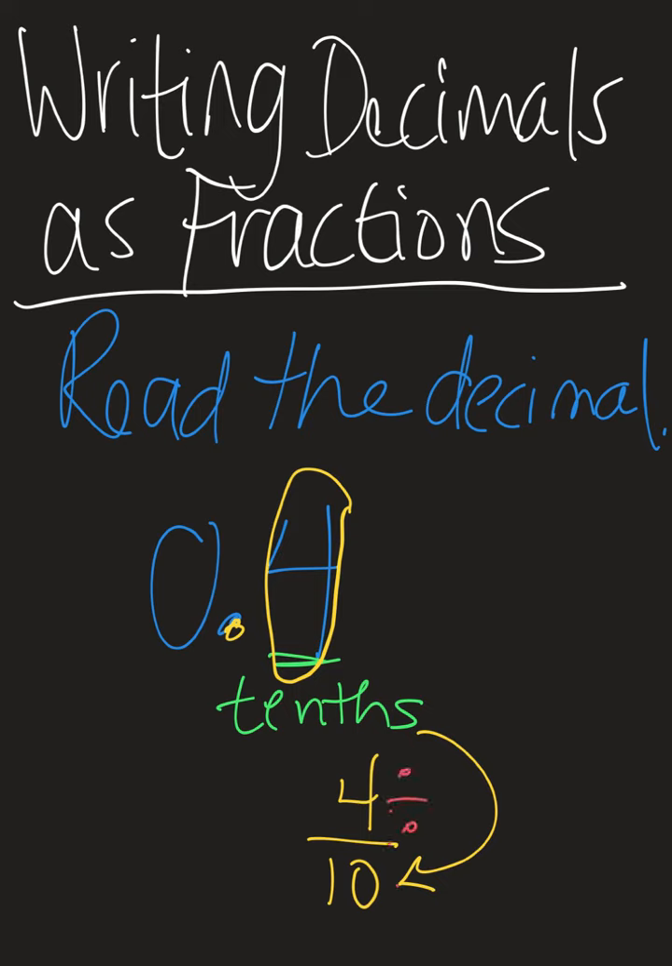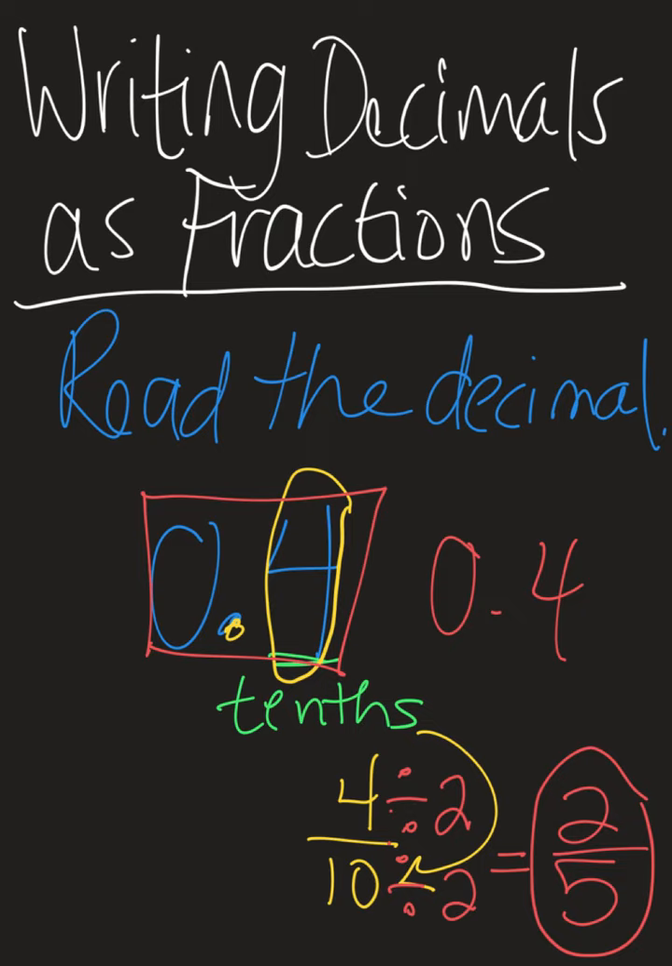I can divide by 2 for sure. I can't divide 10 by 4, so I can't divide by anything larger in this case. So 4 divided by 2 is 2, 10 divided by 2 is 5, and that cannot be simplified anymore. So this decimal, 4 tenths, is equal to 2/5.